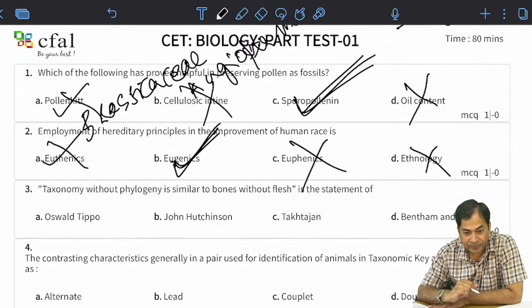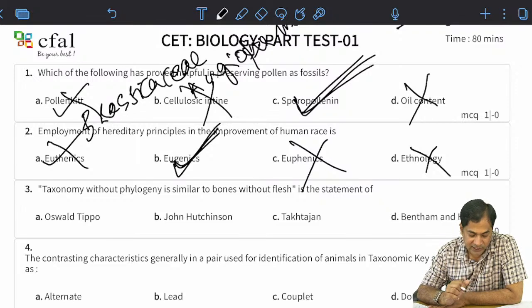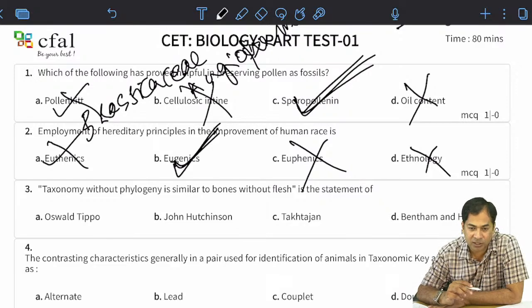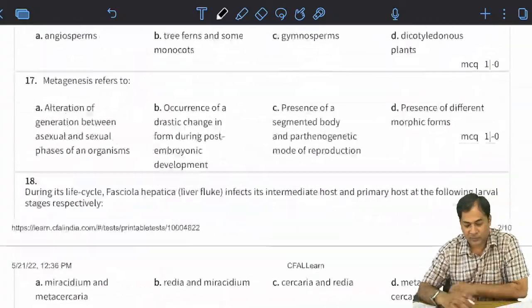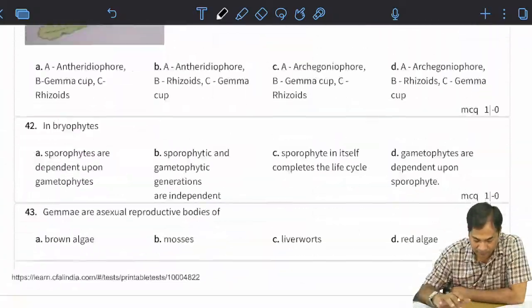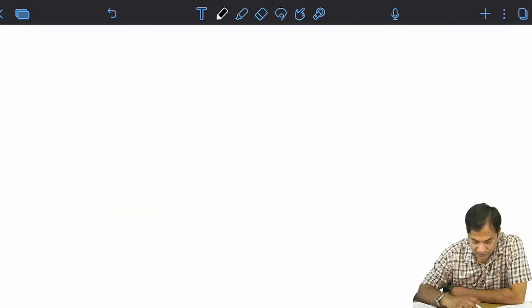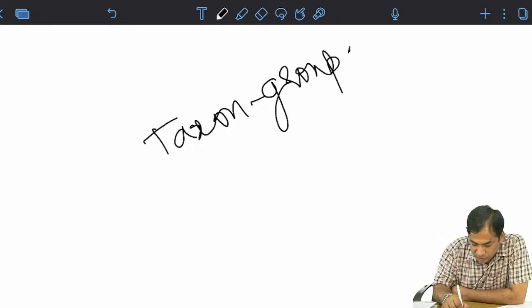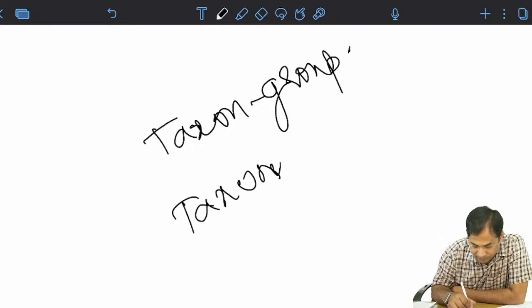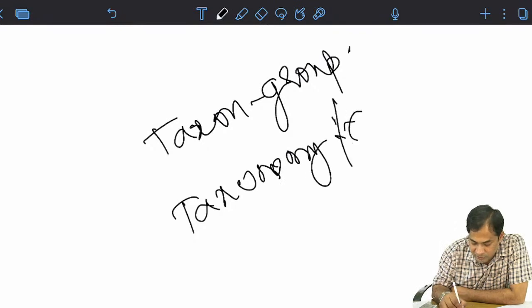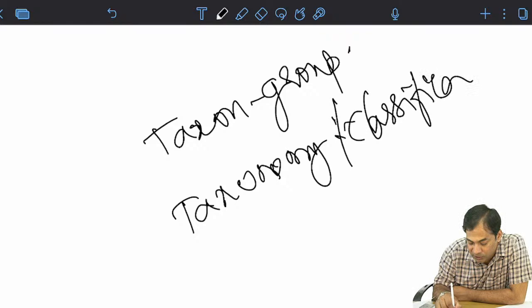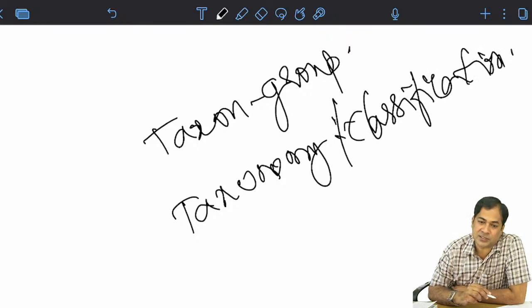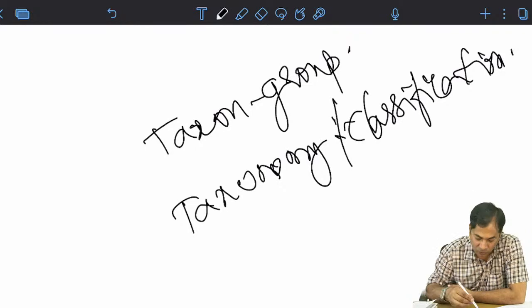Yes. Then let us discuss question number 3. Question number 3, taxonomy without phylogeny. What is that word taxonomy? Taxon means group. You know this word. I am going to write here now. The word taxon refers to group. So taxonomy means what then? Taxonomy is the process of grouping, or you can also call it classification, the process of making groups or making classes. So taxonomy. What is phylogeny then?